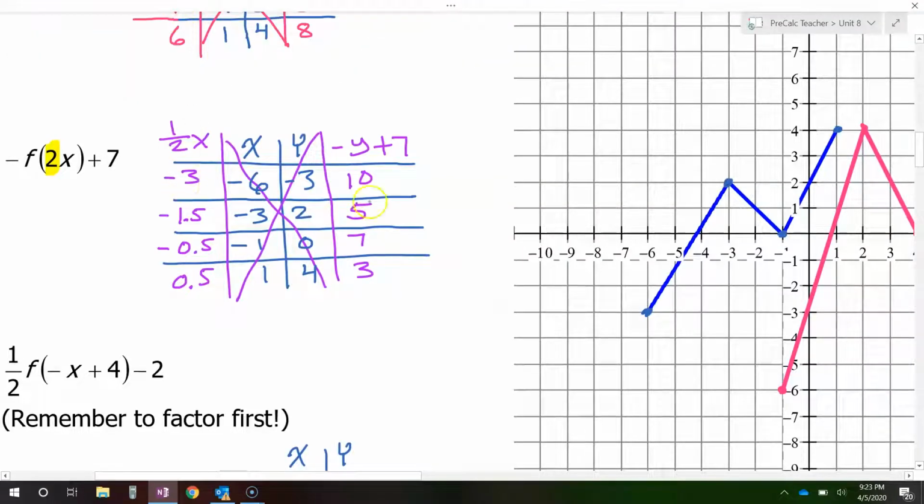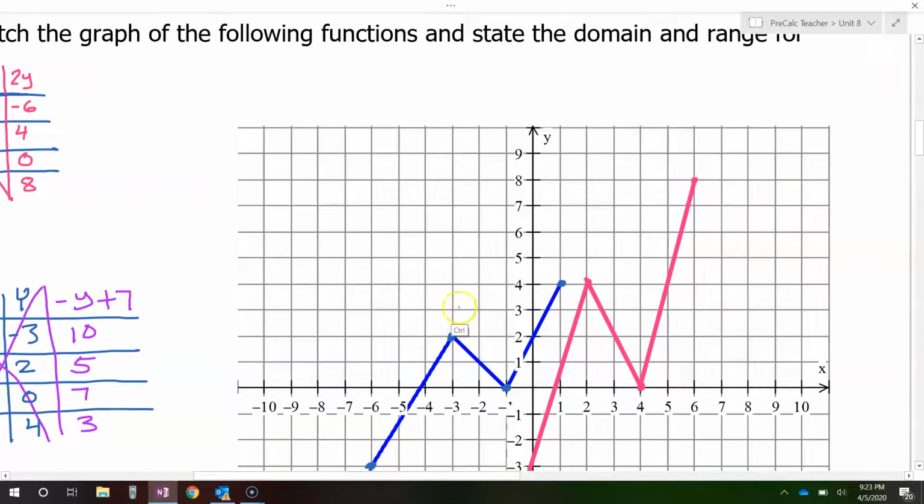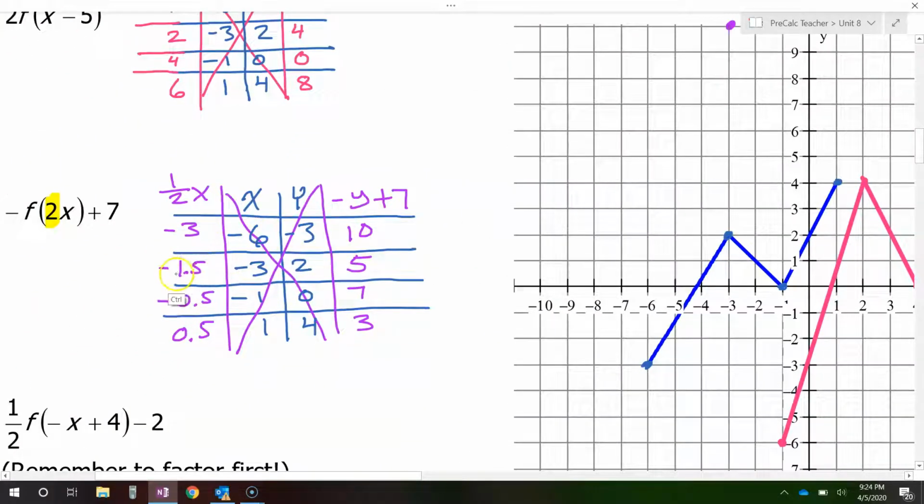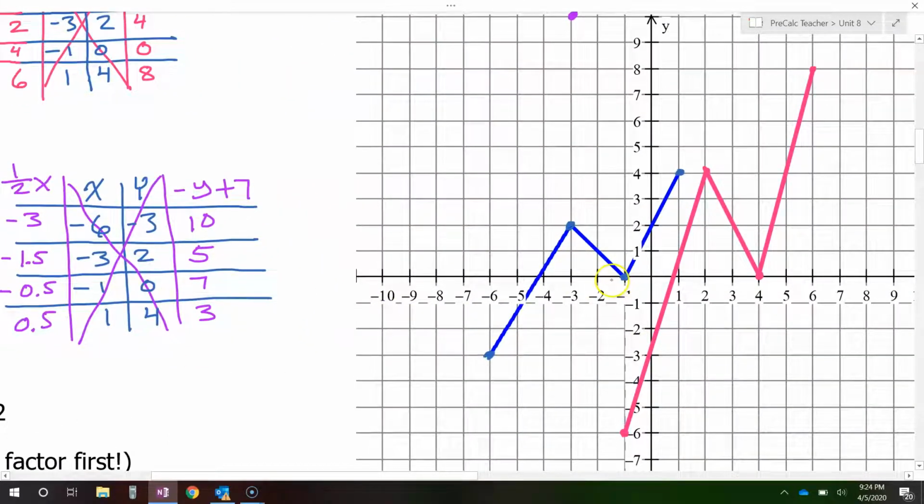Okay, so we've got negative 3, 10. All right, so negative 3, 10 is almost off the chart. All right, we've got negative 1.5, 5. Okay, so negative 1.5 comma 5 would be right here. Negative 0.5 comma 7, that's going to be right here. And positive 0.5 comma 3. Positive 0.5 comma 3 would be right here.